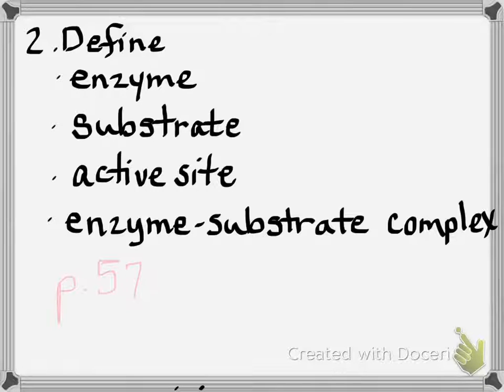Okay, number 2 says define enzyme, substrate, active site, and enzyme substrate complex. Well, I don't really care so much about that. What I really care about is if you can label pictures. So everybody look in your book at page 57. Pretend you were given letter A on page 57 and everything was the same except all the words went away. So how would you know that blue thing is the enzyme if the word enzyme was not there?